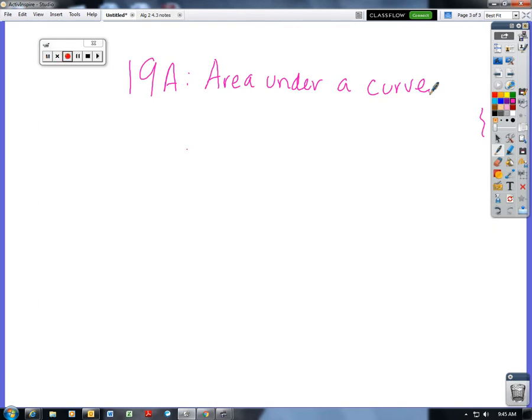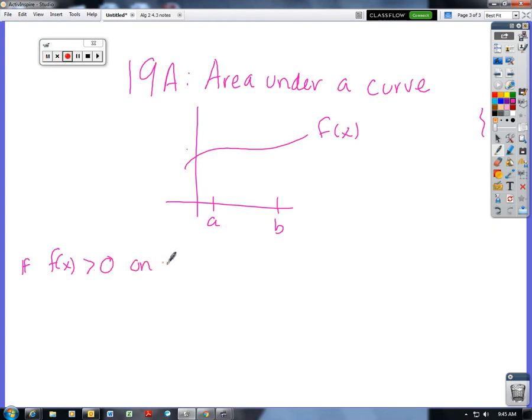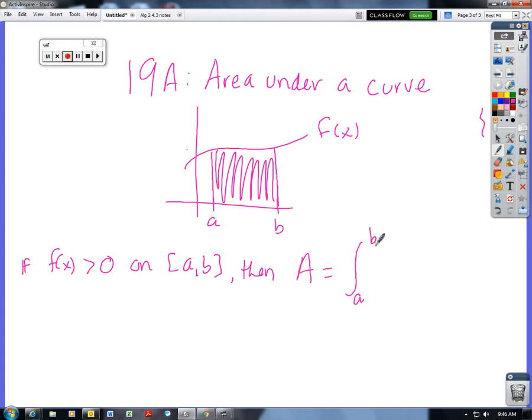Let's recall that if you have a curve, f of x, on a closed interval a to b, and as long as f of x is greater than 0 on the closed interval a to b, then the area under the curve, which means the area of this region, is the integral from a to b of f of x dx.